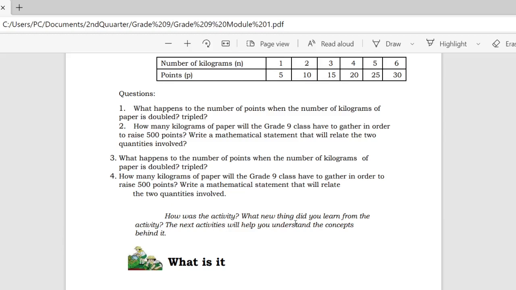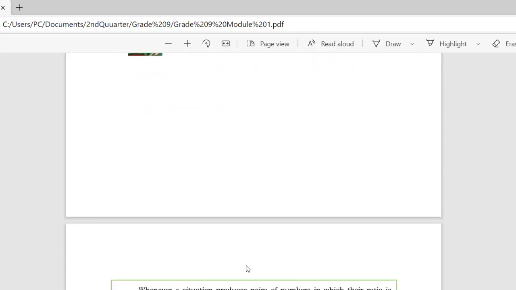So, what new thing did you learn from the activity? Ano kaya? Anong natutunan yung bago? So, the next activities will help you understand the concepts behind it. So, what is it? Let's see.